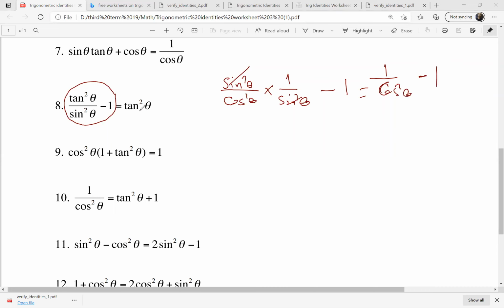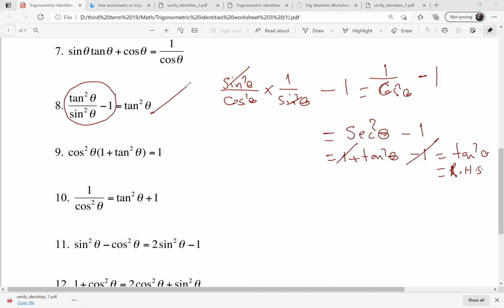And we need tan squared theta. What about 1 over cosine squared? It is sec squared theta minus 1. And sec squared is 1 plus tan squared theta. This is negative 1, and you can remove 1 with negative 1 to get tan squared theta, which is the left hand side, right hand side. Okay, it's very easy, I think.